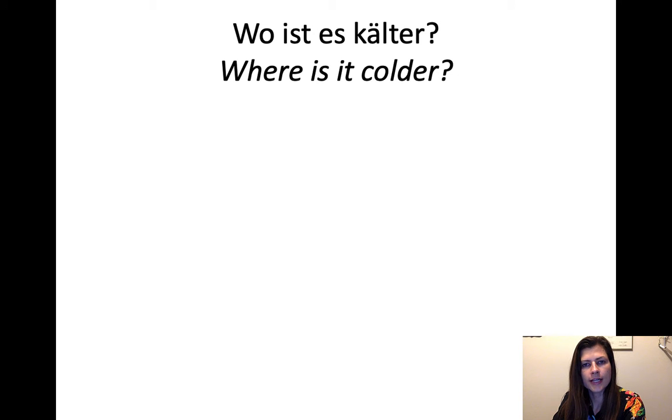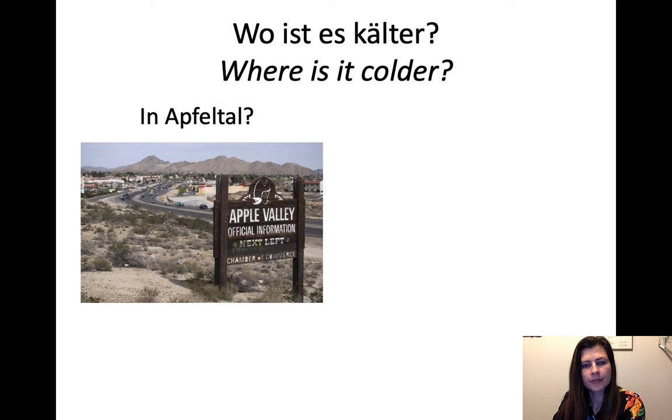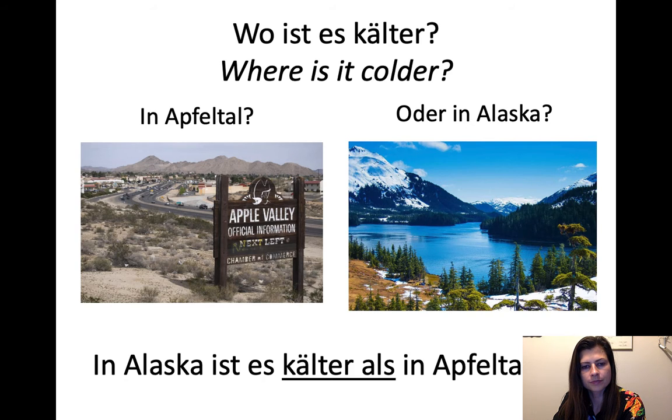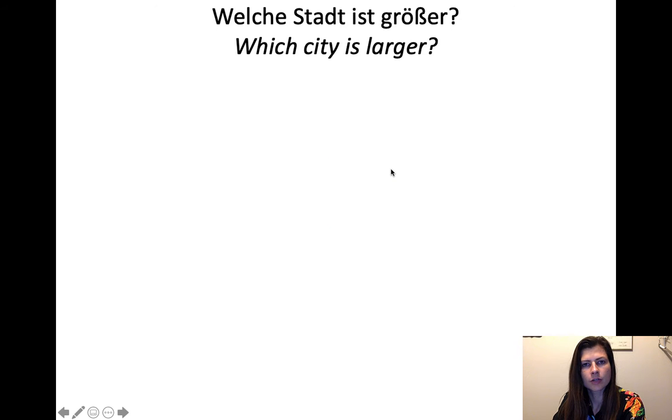Wo ist es kälter? In Apfeltal oder in Alaska? That's the question for you. Where is it colder? Wo ist es kälter? In Alaska ist es kälter als in Apfeltal. In Alaska, it is colder than in Apple Valley. Kälter als.